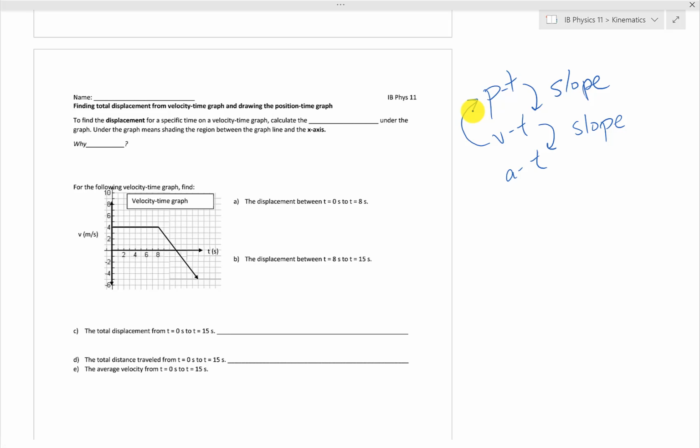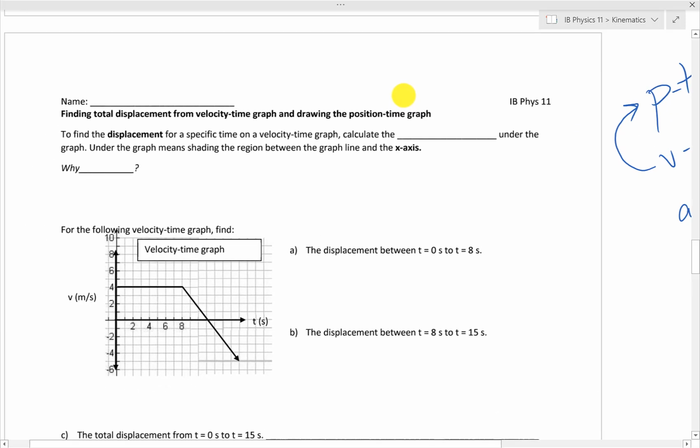I'm going to tell you the answer straight up, and I will show you why it is. To find the displacement on a specific time for a specific region of your velocity time graph, you need to find the area underneath the graph. Okay, so what does that look like? What do you mean by the area underneath the graph?